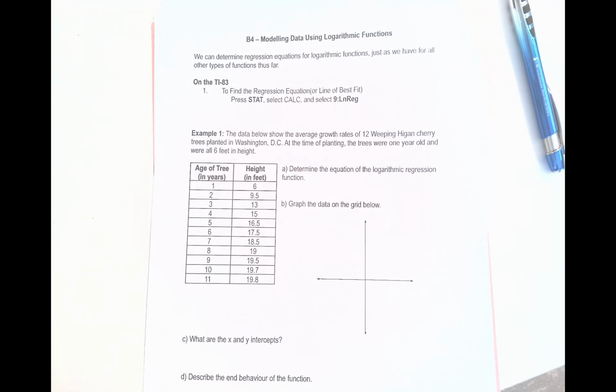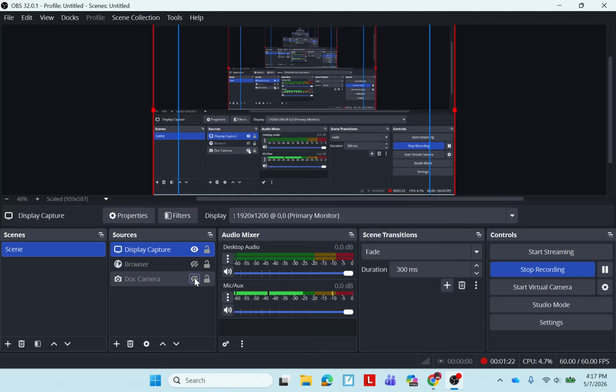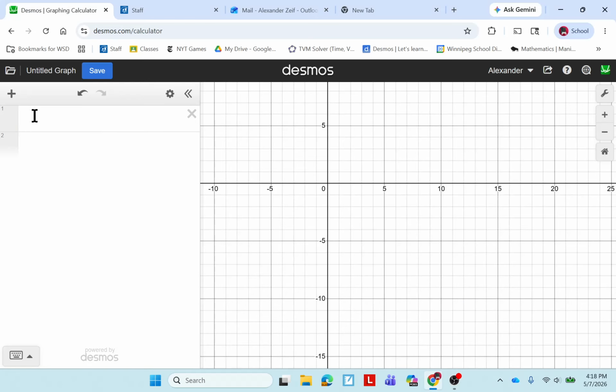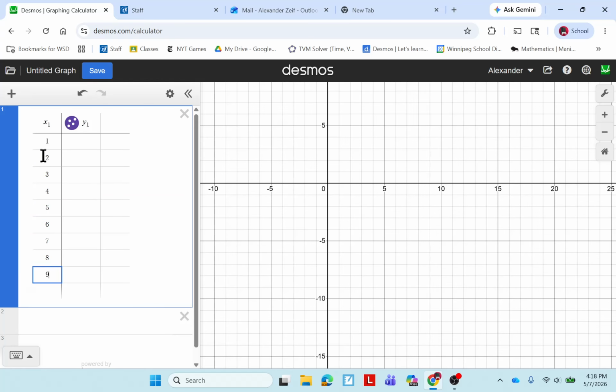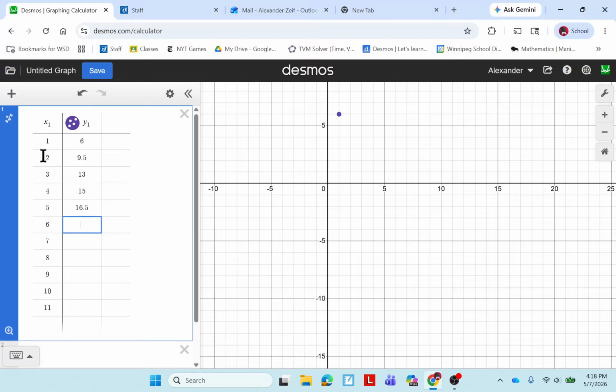Okay, so on Desmos, we're going to switch over here. And what we're going to do is click the plus to add a table. We've done this many times before. Let's go ahead and enter our x values. Very easy to do because they are just going up by 1. My y values I'm going to pay a little bit more attention to. So 13, 15, 16.5, 17.5, 18.5, 19, 19.5, 19.7, and 19.8.